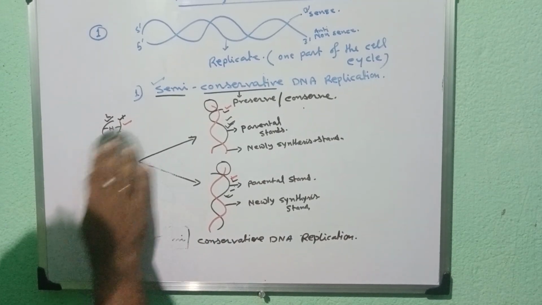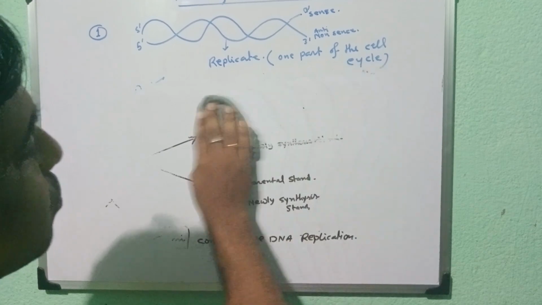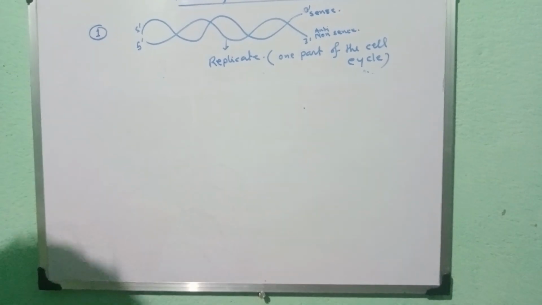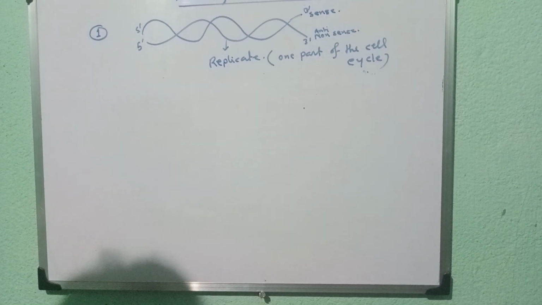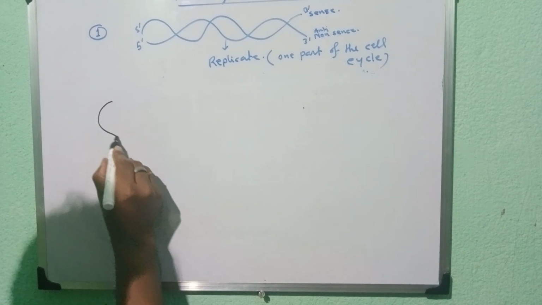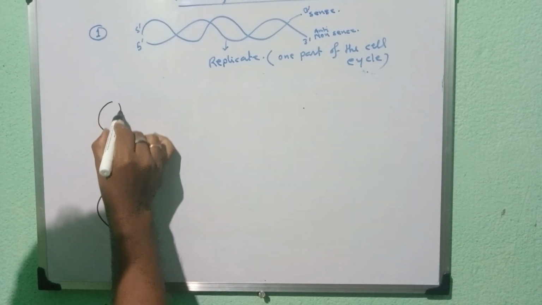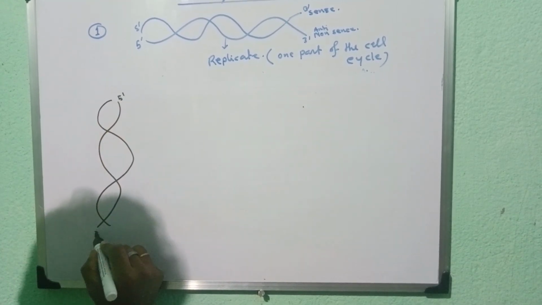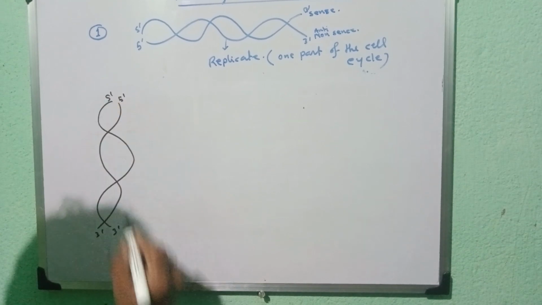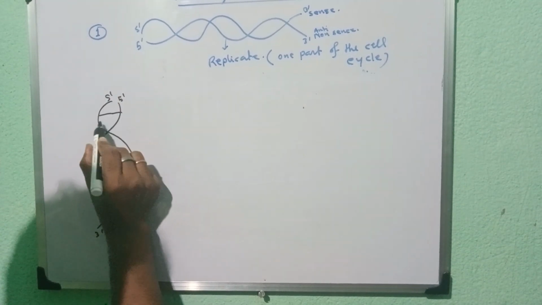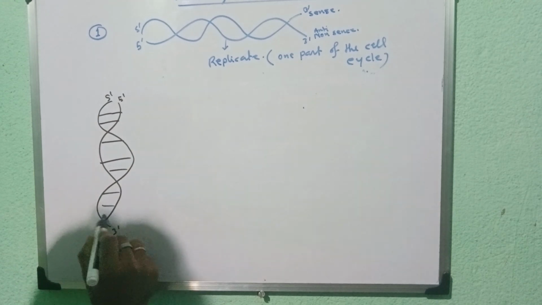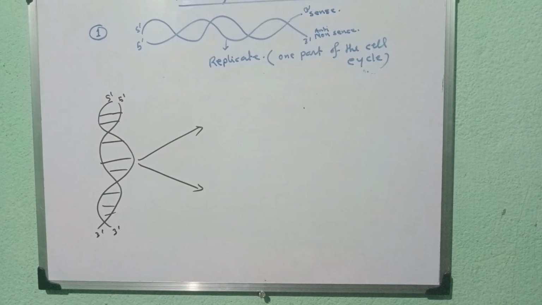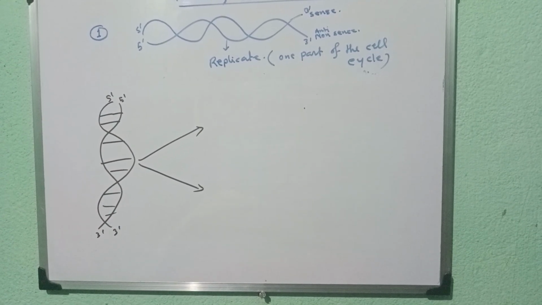The second DNA replication model is called conservative DNA replication. This is the double stranded DNA, 5 prime to 3 prime and 3 prime to 5 prime, with a hydrogen bond between the strands. By this process, it is conservative.